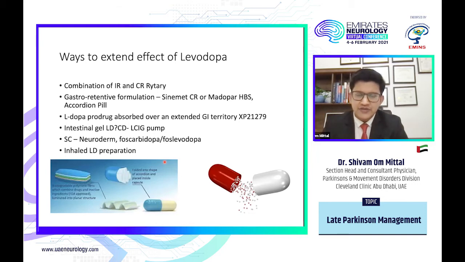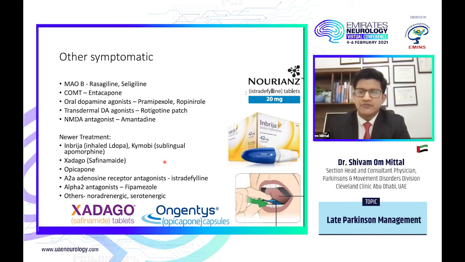We do have Stalevo, which is a combination of Sinemet along with entacapone, a COMT inhibitor, but we know that it is not always helpful, and we need something else to help them control the symptoms better. There are new formulations coming up, like the accordion pill, where the medication is folded into sheets and it is inside a capsule. So it is released in a slow fashion. And then there is a subcutaneous levodopa carbidopa coming in future. And we also have the inhaled levodopa, which is called Inbrija.